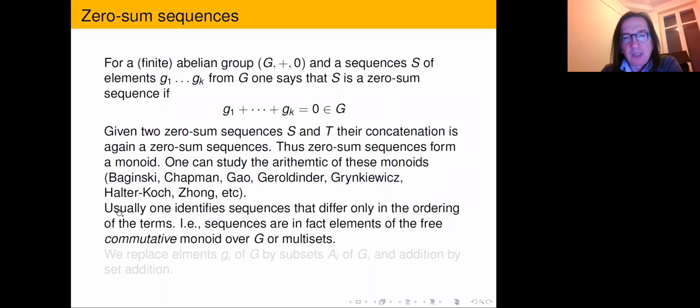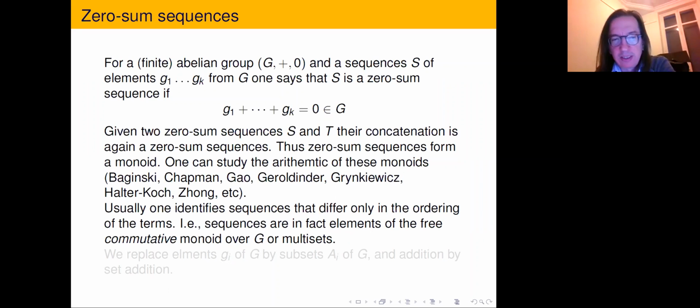Usually in this context, one identifies sequences that only differ by the ordering of the terms. So a sequence is not an ordered sequence, but an unordered sequence. If not, the question of decomposing these sequences and so studying the arithmetic of factorizations would not make that much sense. So in other words, the sequences are in fact elements of the free monoid over the group, or one could also say multisets. So we allow repetition, but do not care about the ordering of the terms. So these are zero-sum sequences.